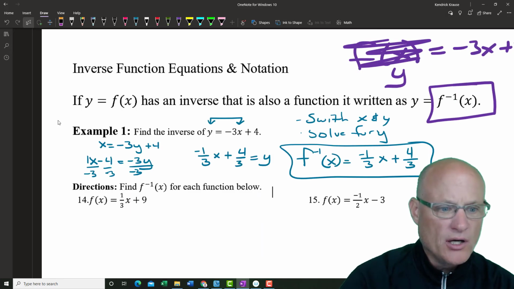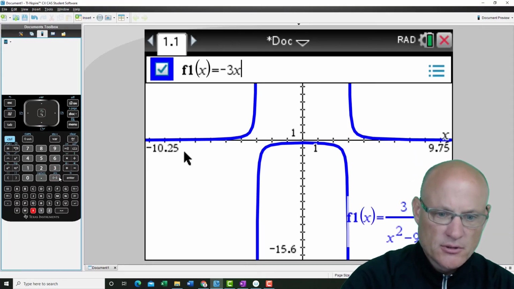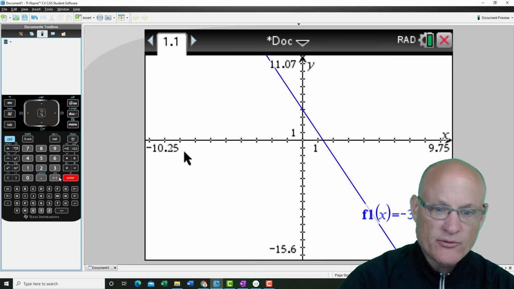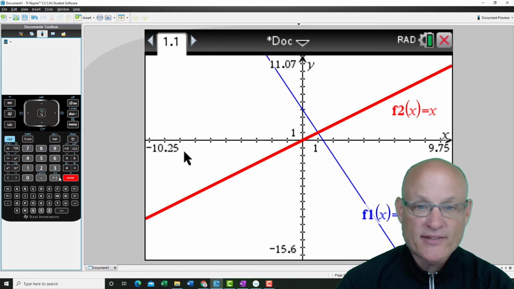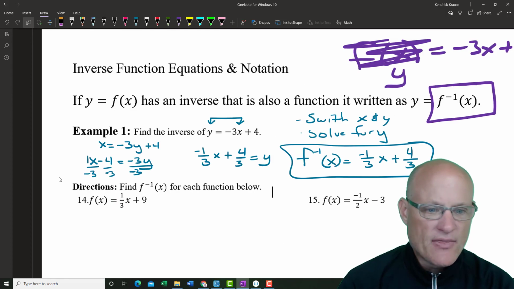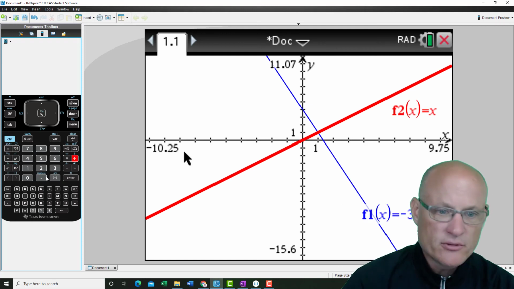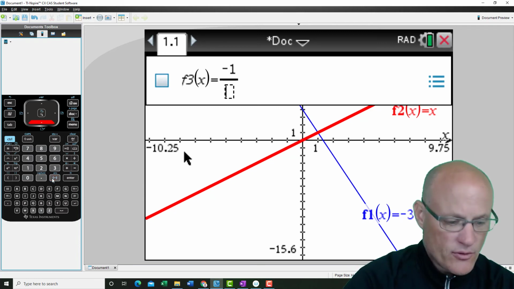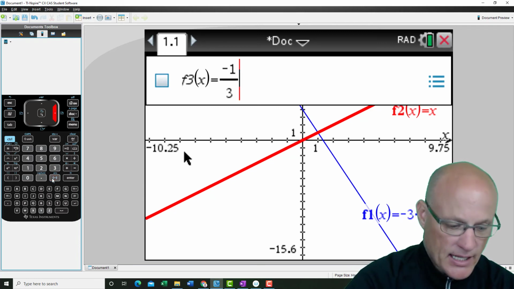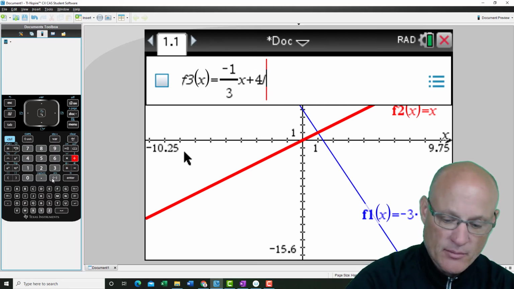Our original was negative 3x plus 4. That was the original function. I always put in the line y equals x because that's the line of reflection. And then I'm going to do this one. So that's control division, tab, control division, negative 1/3x plus 4 divided by 3.